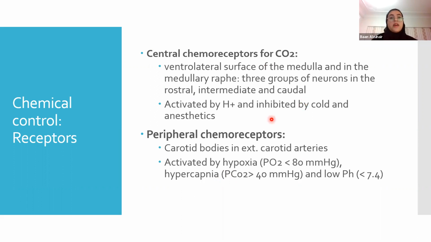There are 3 groups that are considered chemoreceptors. They're called rostral, intermediate, and caudal groups of neurons. Okay?